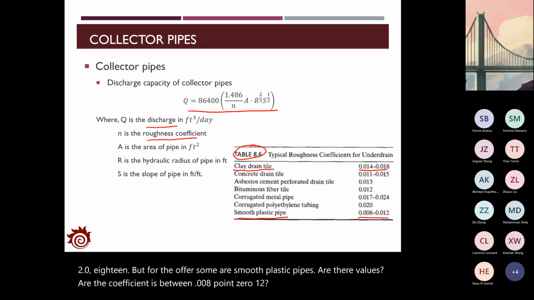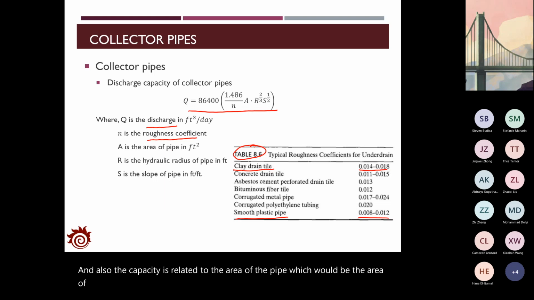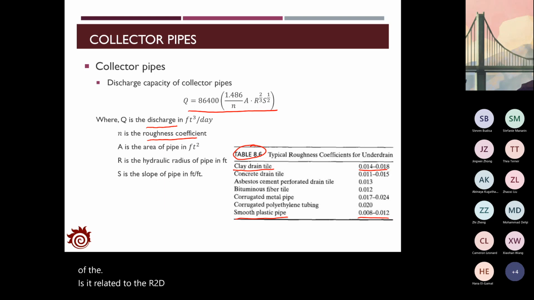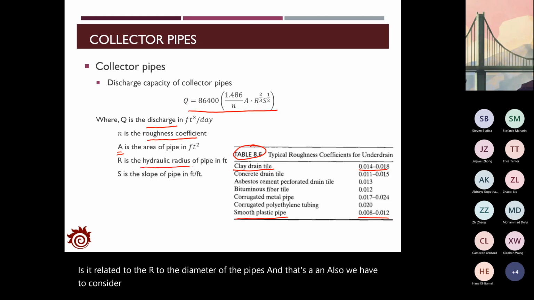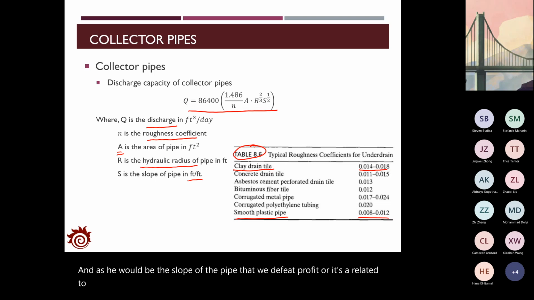And also the capacity is related to the area of the pipe, which is related to the diameter of the pipes, and that's A. And also we have to consider the hydraulic radius of the pipe. And Sc would be the slope of the pipe, in feet per feet. It's related to how you're going to place the pipe and how you're going to control the flow rate in the pipe, the directions of the flow in the pipe.